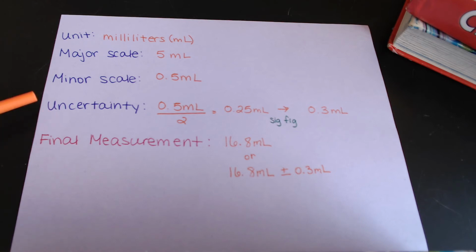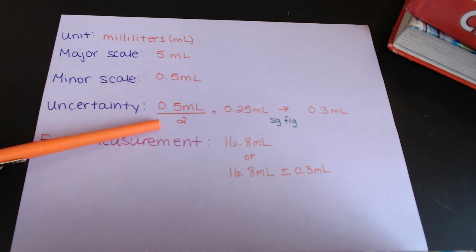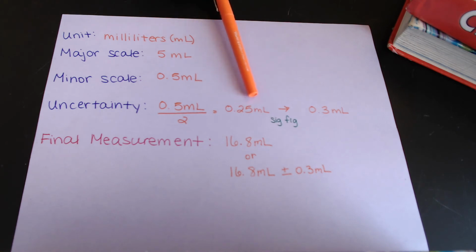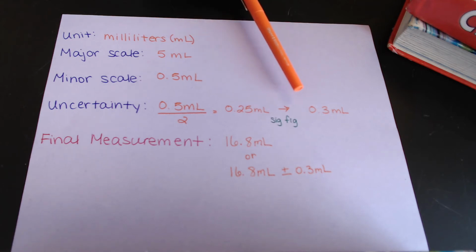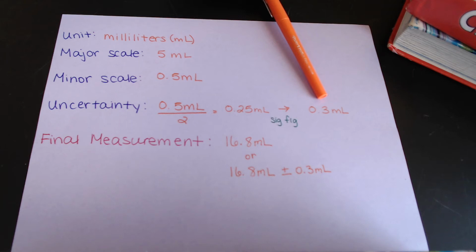And now for the uncertainty. So you take your minor scale, 0.5 milliliters, and you're going to divide it by 2, right? We talked about in our first video. All right, and then you come over here, you get 0.25. Now, the problem with this is that this 5 here is so small that there's really no way to make that measurement to actually see that place value. And so to get rid of that, we come up with the rule that your uncertainty always should have one significant figure, right? And hopefully you know what a significant figure is at this point. So we're going to round this up to 0.3 milliliters.